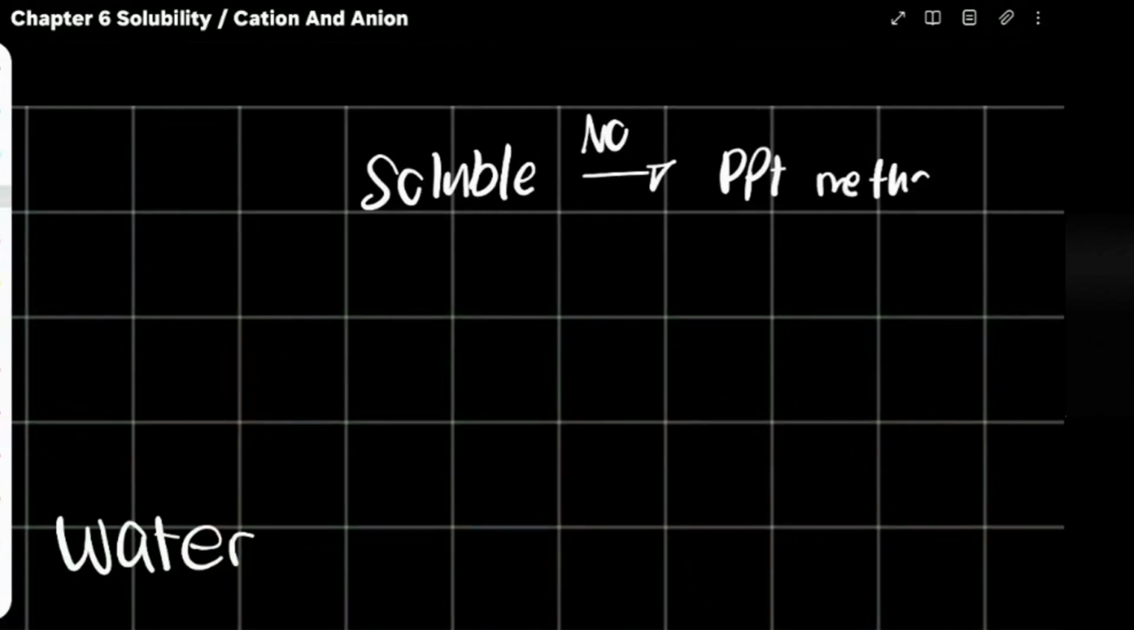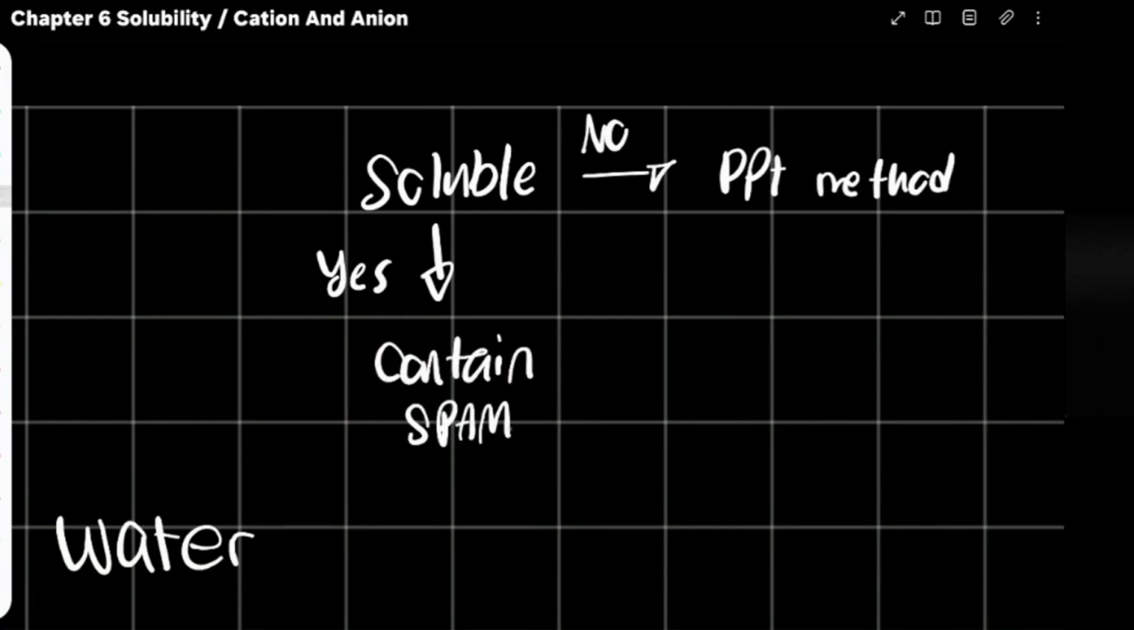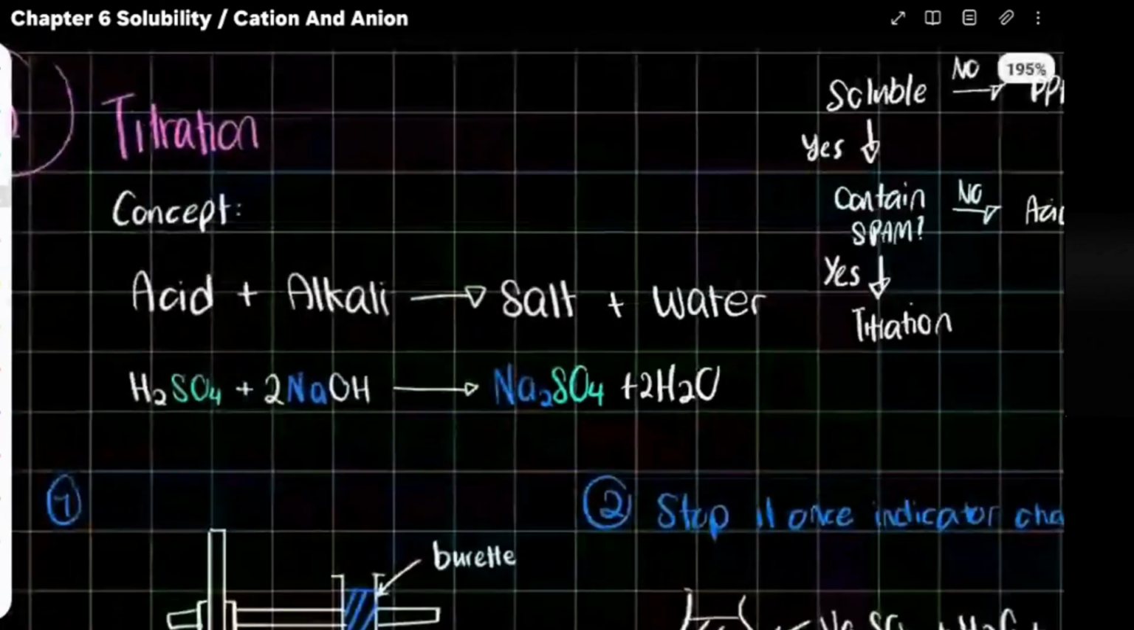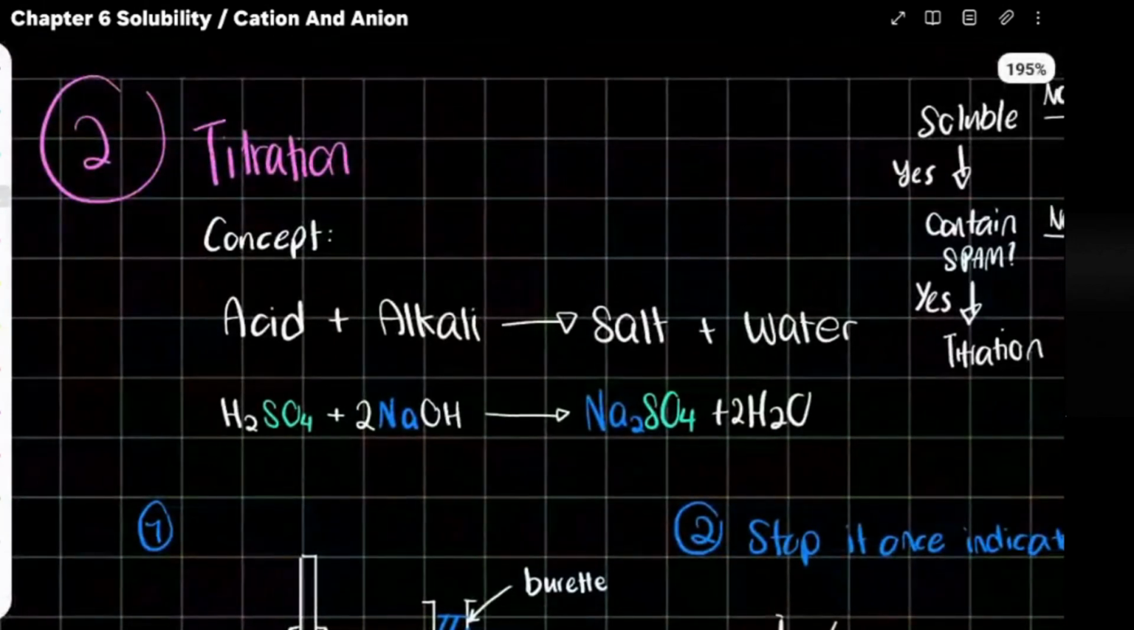Alright, so second is yes, right? Yes. It contains spam. So if it's no, you use acid reaction. Okay, don't forget this flow chart, actually very important. If it's yes, we use titration. Titration is a very popular question they ask because there's a lot of information you have to know.